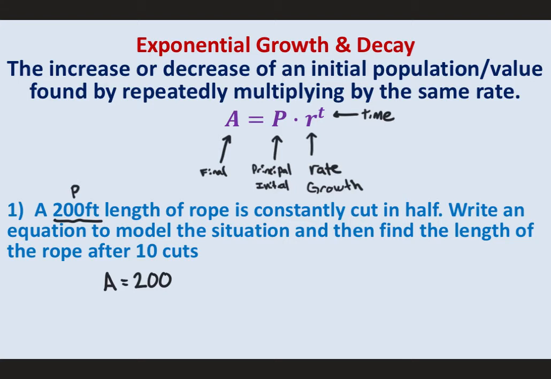Then it says it constantly gets cut in half. That's our R in this case, our rate. We can represent it as a decimal or a fraction, it doesn't really matter. I'm going to use a fraction, 1/2, because that's how my brain thinks of it. The first thing this asks us to do is write an equation, so we'll leave t as the missing variable because we can cut it 1 time, 2 times, 3 times, 4 times, and this will be our equation that models this situation. The number of cuts is represented by the number of times 200 is multiplied by 1/2.